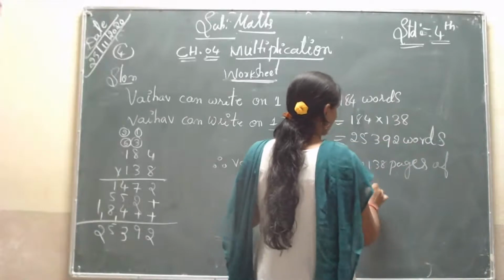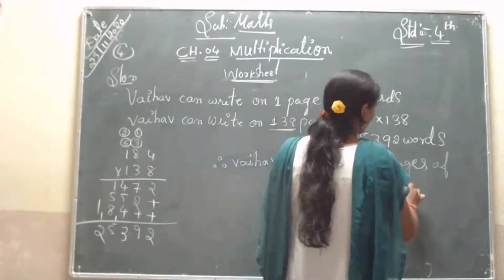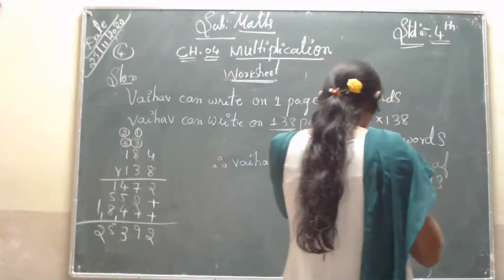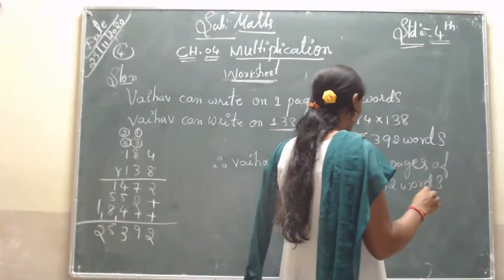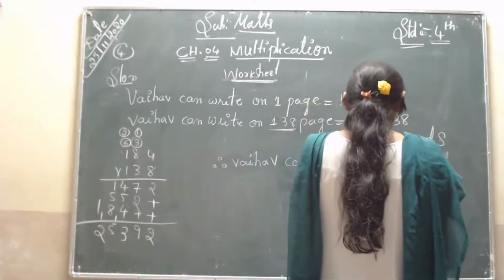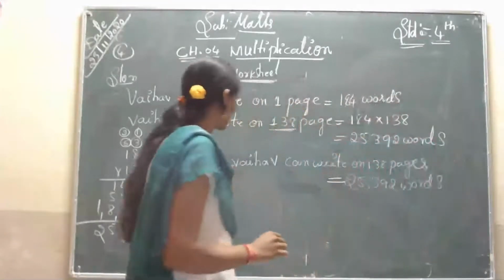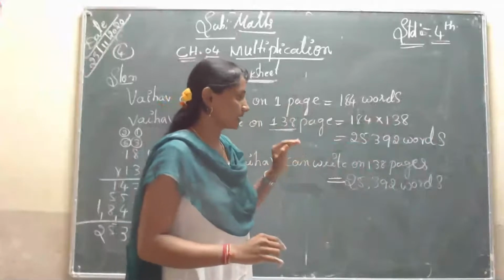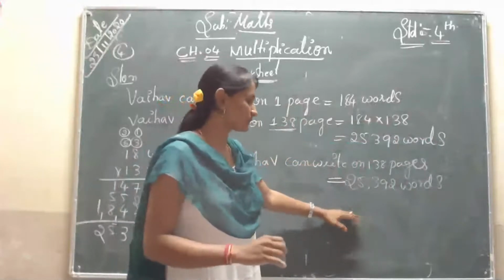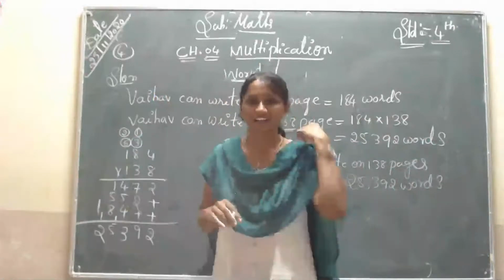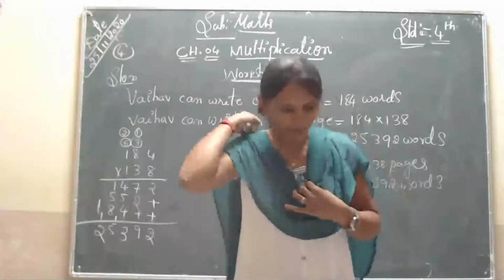Okay, 25,392 words. Students, Vaibhava can write on 138 pages the total words. The total words, 25,392 words, are written. So very easy, students. So next question.